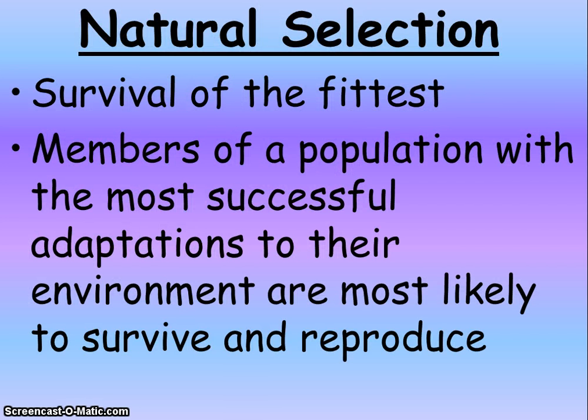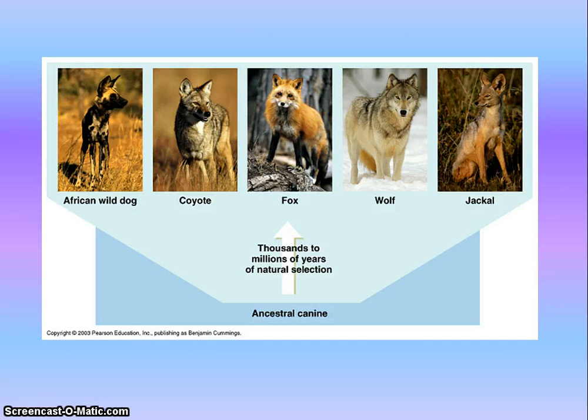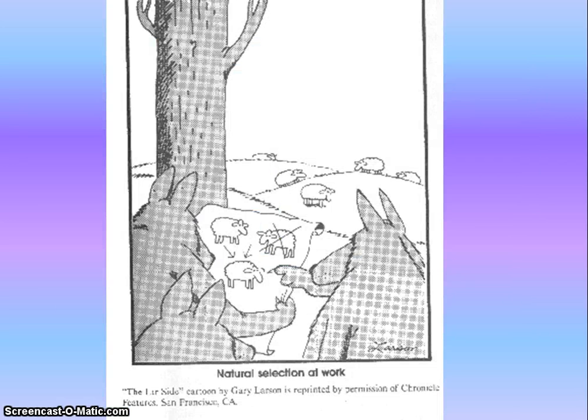Darwin has given us the term natural selection. Natural selection is what we call survival of the fittest. Those members of the population that have the most successful adaptations to their environment will survive and they will reproduce. So we call it survival of the fittest because they are the ones that are successful. They survive, they reproduce. It doesn't necessarily mean that you are the most athletic, the most muscular, and so forth. This is just giving you a little idea of how natural selection has taken place and given us a lot of the canines that we have. And this is another comic.